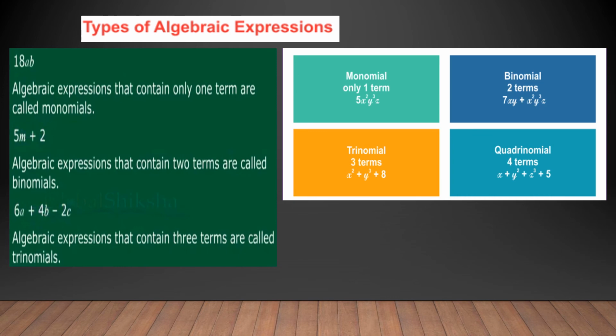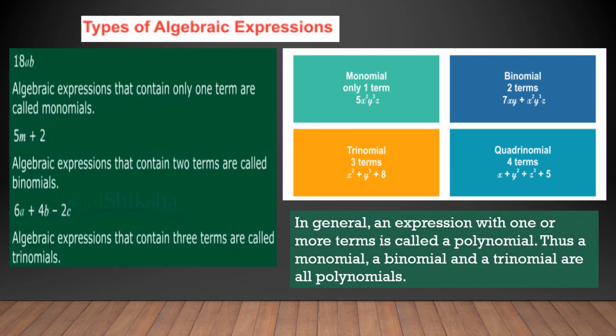Algebraic expressions that contain 3 terms are called trinomials. 6a plus 4b minus 2c has 3 terms. Therefore, we can call it a trinomial. Generally, an expression with 1 or more terms is called a polynomial. Thus, monomials, binomials and trinomials are all polynomials.